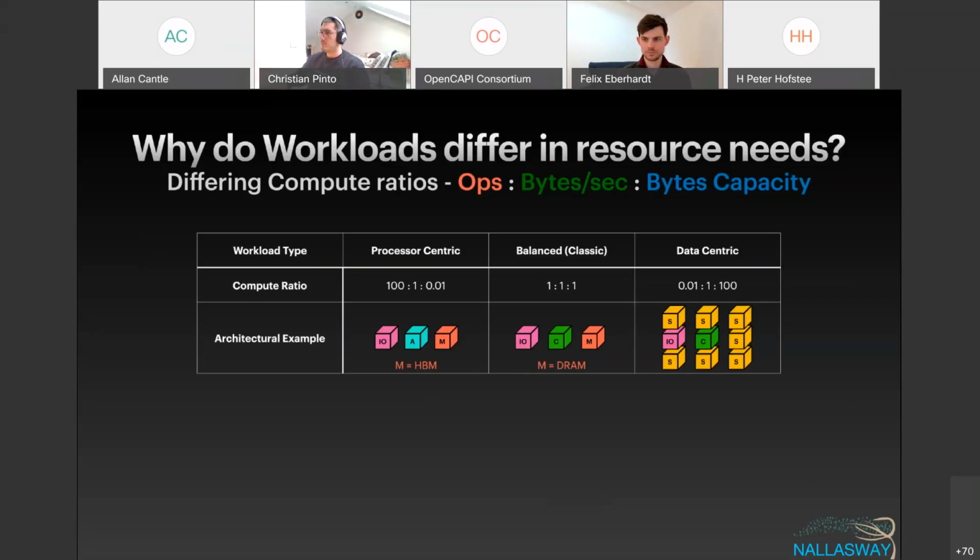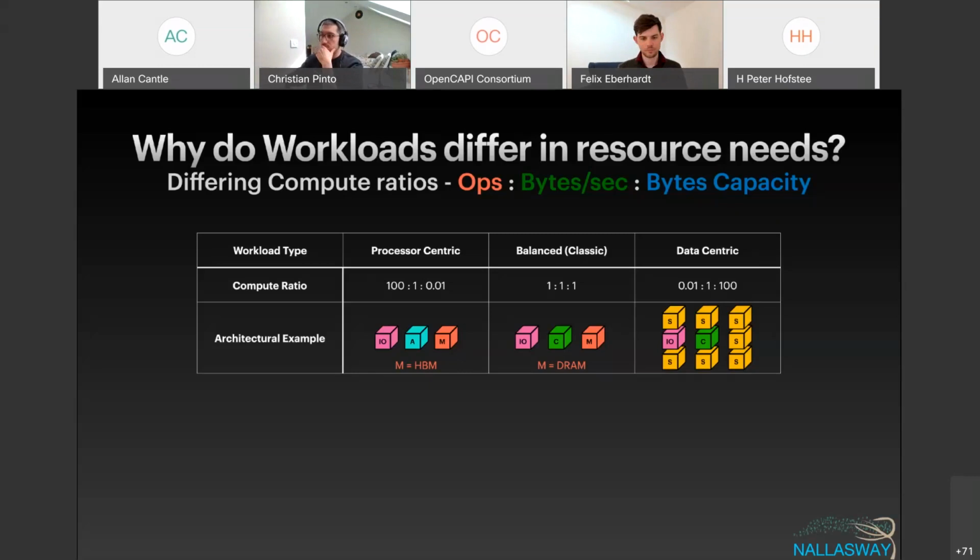The more traditional approach is the balanced classical 1-to-1-to-1 configuration that your standard CPUs and servers have tried to maintain, albeit very challenging over the years, and hence why we've had this increasing complexity of cache hierarchies. And finally, you've got the data-centric, which has become popular over the last 10 to 15 years, where you're very data-heavy, memory-heavy, with good bandwidth, but really fairly little processing requirements. These are the sorts of workloads that put challenges on a standard server configuration.